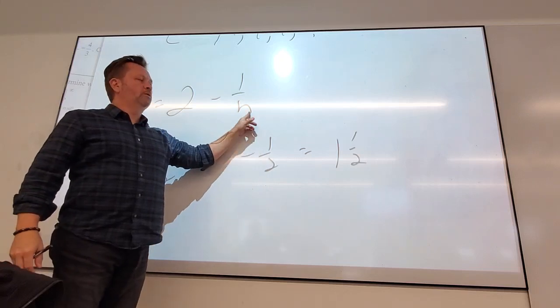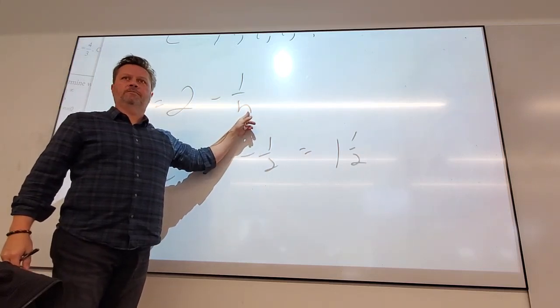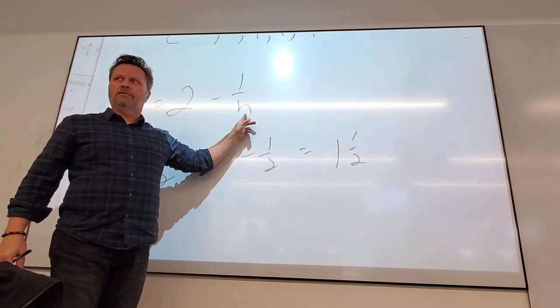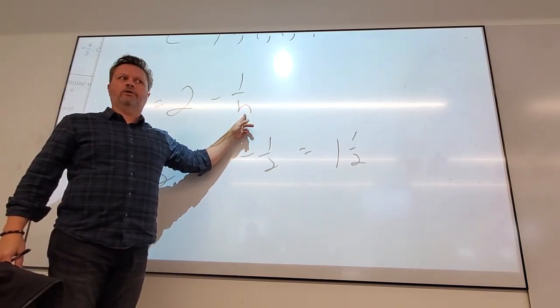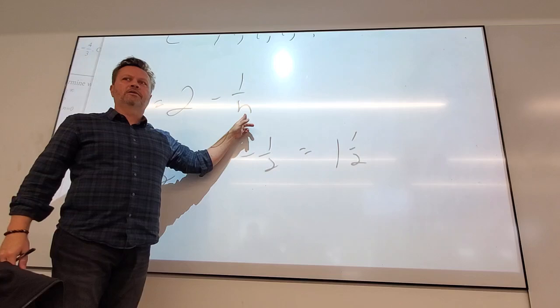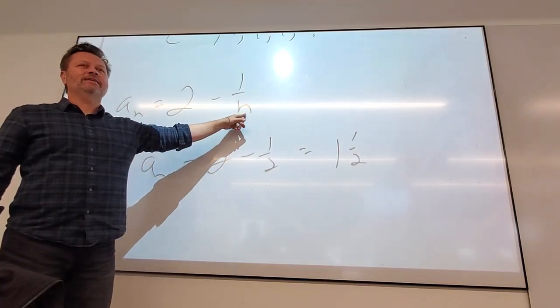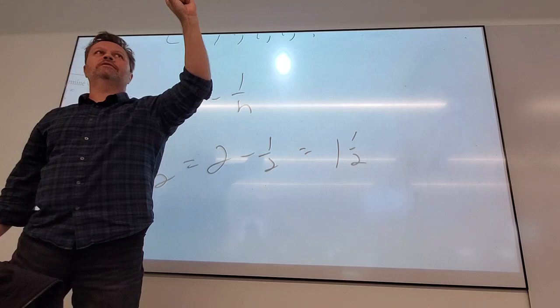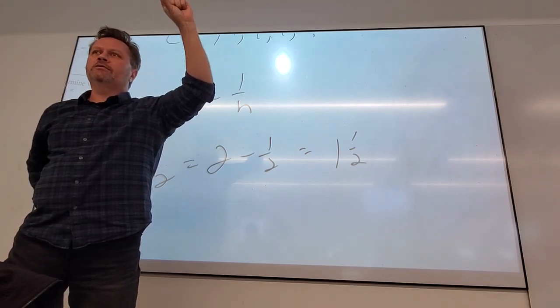How far do you have to go until you're 1/10 away from 2? n equals 10. If you're at n equals 11, are you closer or farther away from 2? Because I'm subtracting less, yes? In fact, forever after 10, aren't I always closer than 1/10 away from 2?